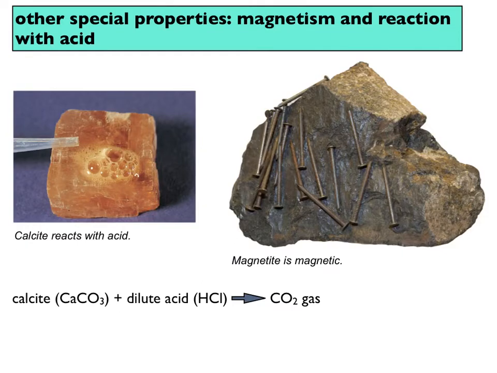Other special properties that some minerals can have include magnetism. So not surprisingly, the mineral magnetite is magnetic and will attract obviously magnets and other metal things like these nails here. Calcite is unusual because it will react with acid based on this equation here. If you put some dilute HCl onto calcite, it will effervesce and release CO2 gas. And so, believe it or not, geologists actually do sometimes walk around in the field with little dropper bottles of dilute acid, because sometimes calcite, if it doesn't form these beautiful rhombohedral, euhedral crystals, can be difficult to identify.